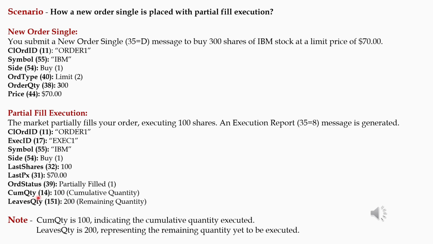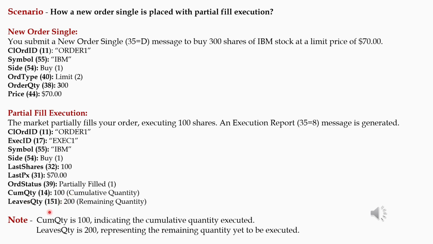Cumulative quantity, tag 14. What does cumulative quantity represent? It represents the total number of shares filled across execution reports. So up till now, if this order has other execution reports, how much the order is totally filled will be represented in the cumulative quantity. In our scenario, only one fill is there, so it will represent only 100, because 32=100. If we had another execution report with 100 more shares executed, this cumulative quantity would represent 200 here, but now consider our case as 100.